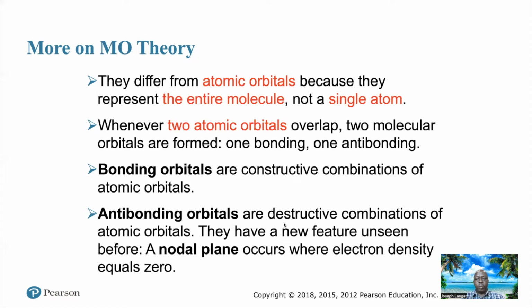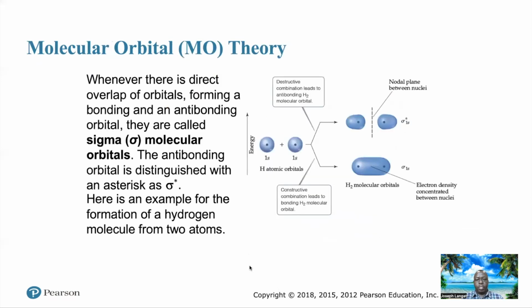And the antibonding orbitals are always destructive. That means they are not favorable. They have a few features. We will not get into details on the nodal planes and stuff like that, but I want us to see how the molecular orbitals are constructed and how they are occupied by electrons in a given molecule.